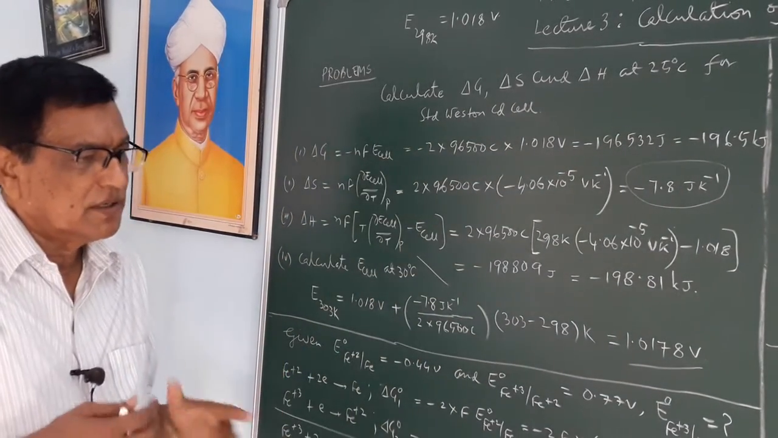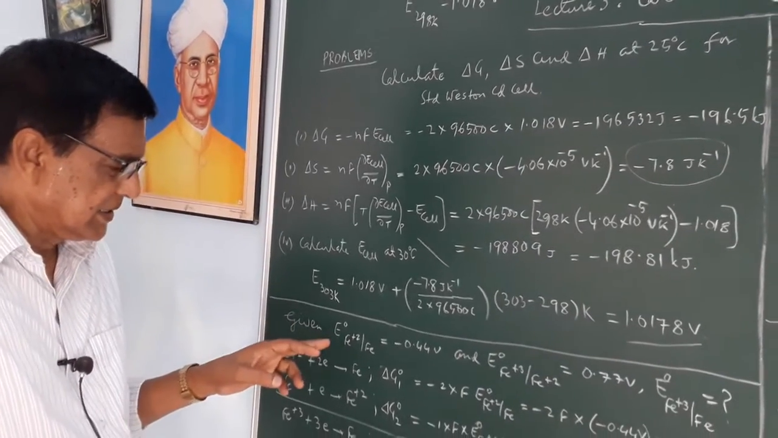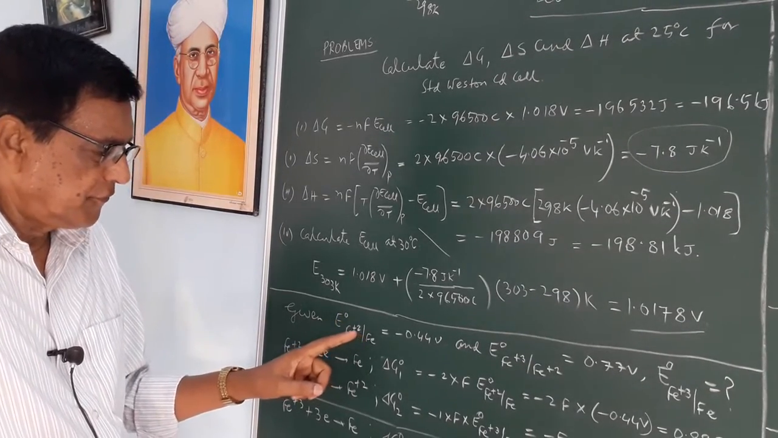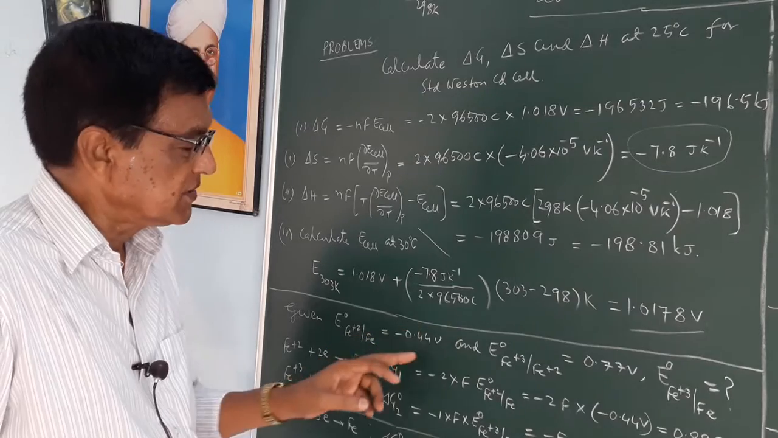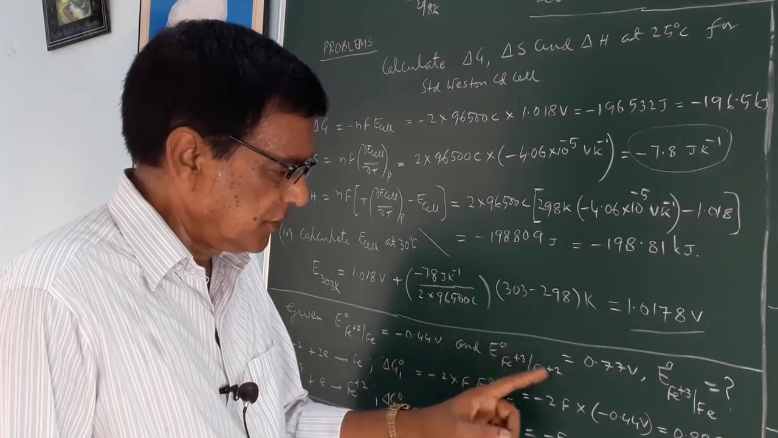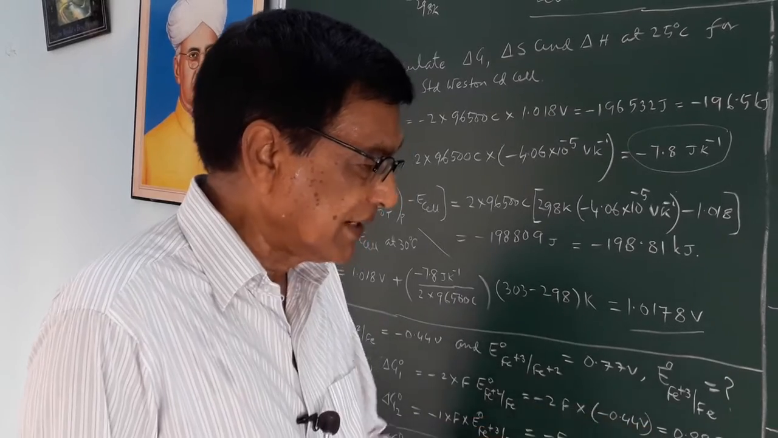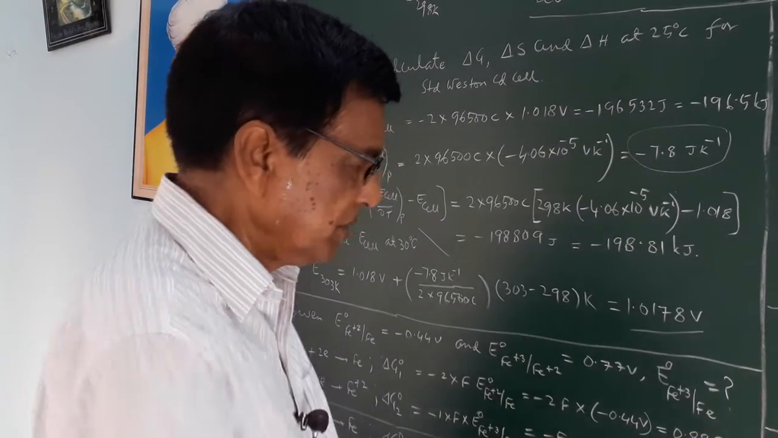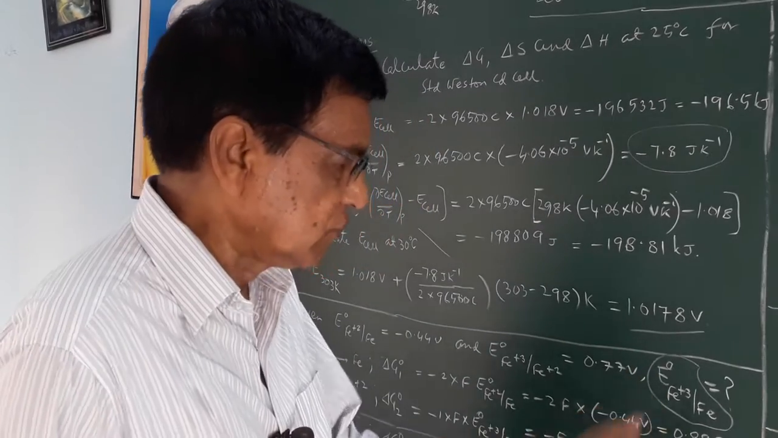Now I shall give you another important problem. Suppose the standard electrode potential of ferrous to iron is given as minus 0.44 volt, and the E naught of ferric to ferrous is also given as 0.77 volt, and suppose we would like to calculate E naught of ferric to Fe.